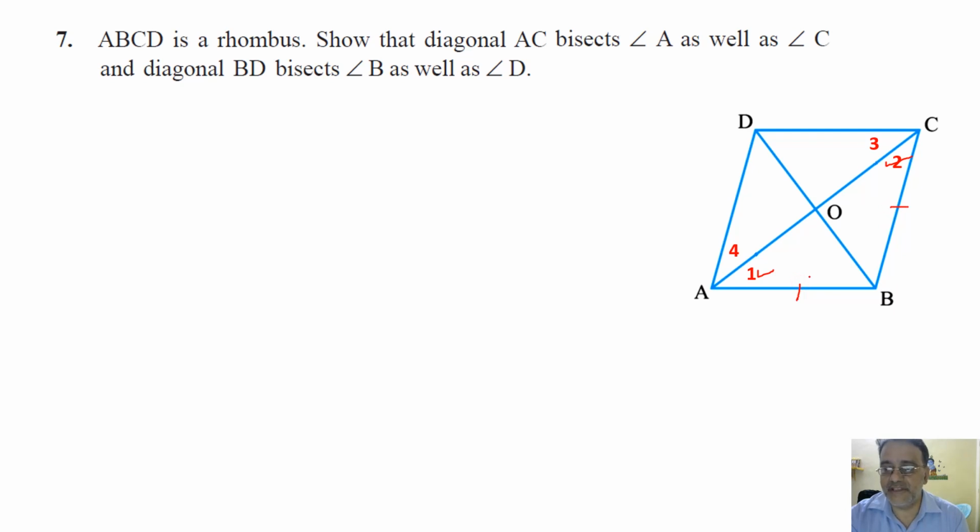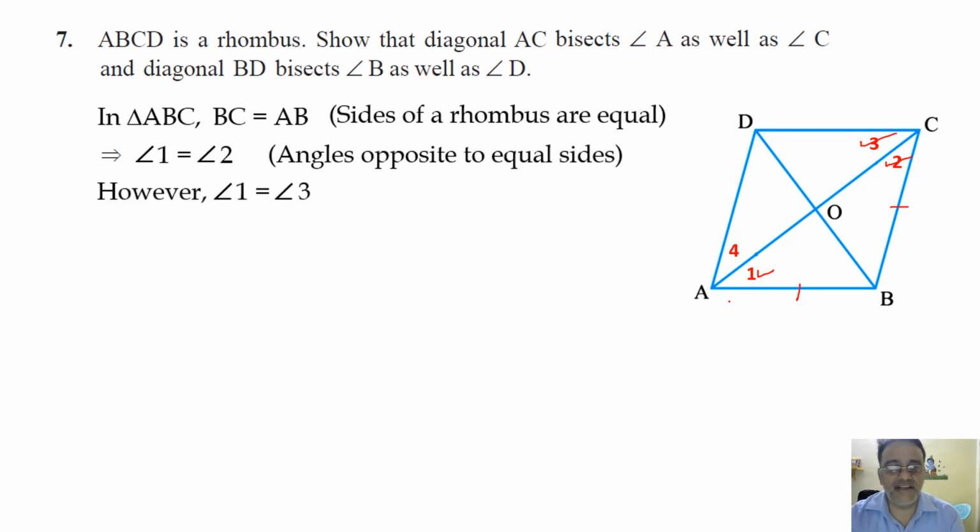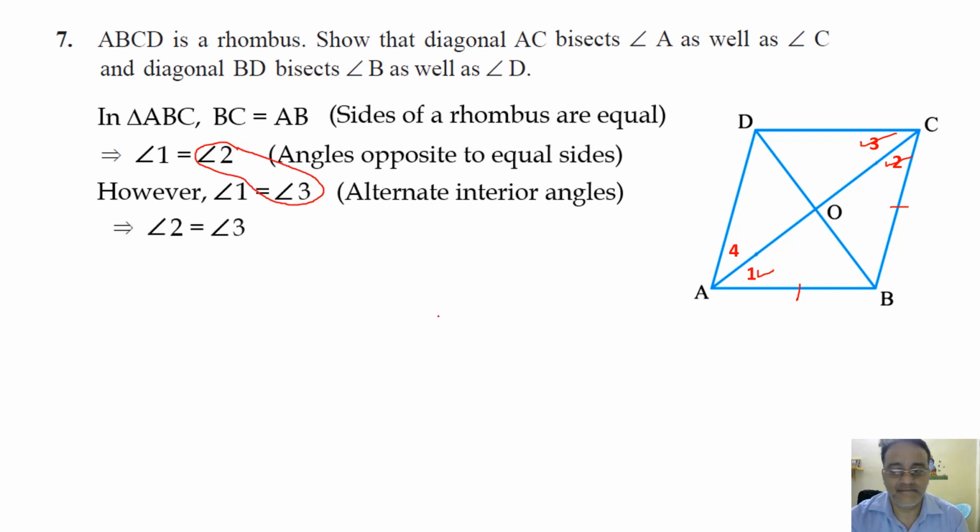Why AB is equals to BC? Rhombus all sides are equal. Sides of rhombus are equal. So that will imply angle 1 is equals to angle 2. Why? Angles opposite to equal sides are equal. Very good. And 1 is also equals to 3. Alternate interior angles. So from these two we can conclude that angle 2 and angle 3 are equal. Okay. So that means AC bisects angle C.